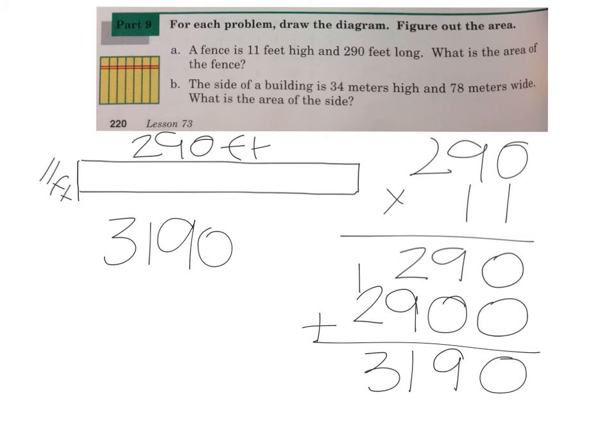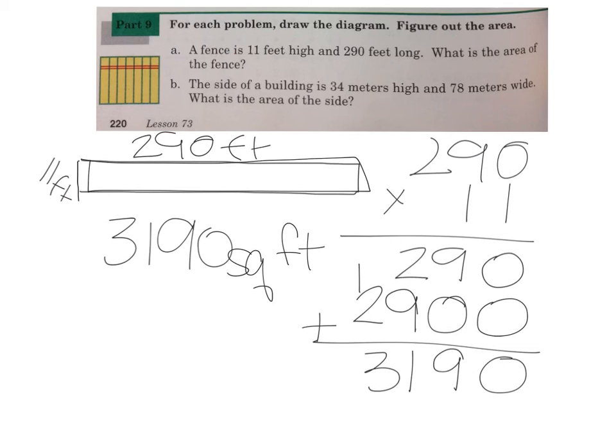So I'm going to put my answer here, because I'm not done yet until I have the units. So I know that I started out working with feet, so I know that it's going to be feet, but when you do area, it has to be square feet, because we have now figured out how many feet cover this whole area on the inside with equal squares. So for A, you should have 3,190 square feet.